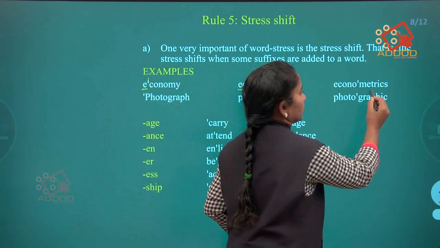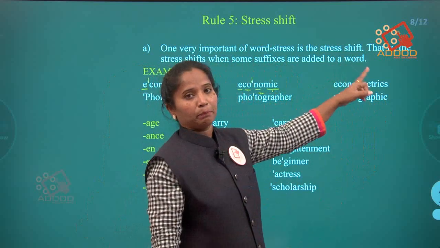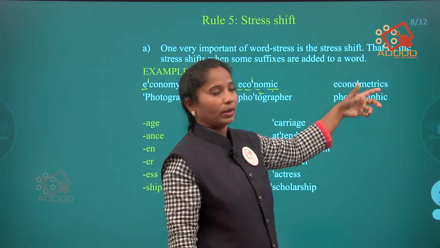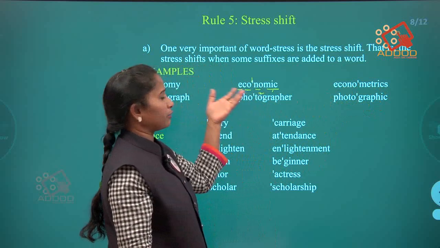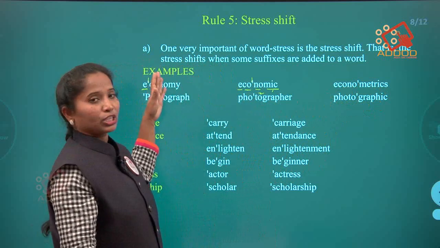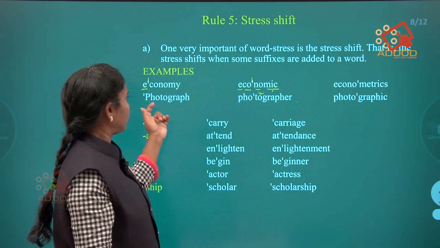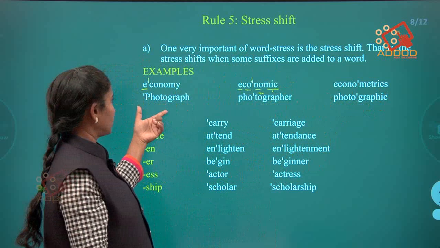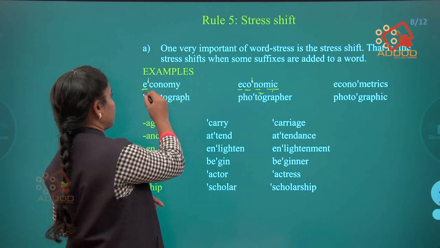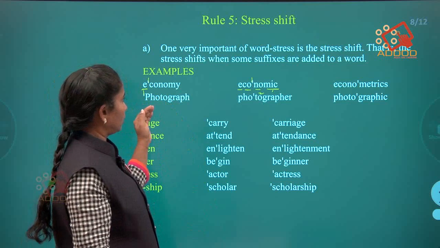So for this, metrics, the stress mark shifts to the M, econometrics. Okay, so this is how, whenever we have suffixes added to a particular word, the stress mark shifts from one place to the other. You can see here also, photograph. Photograph is on the first syllable, because it is a noun.